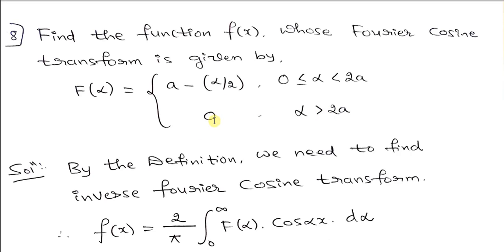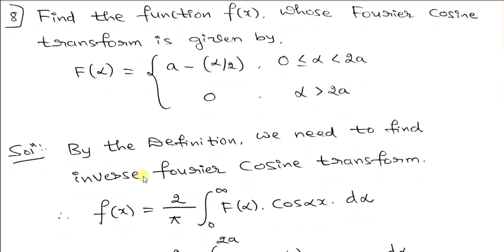Now understanding of this question is very important. See, we have to find the function f of x, and capital F of alpha is given. Whenever they ask for f of x, it means we have to find the inverse transform, right? So that's the first observation. And specifically here the given function denotes the Fourier cosine transform. Therefore, to find f of x, we have to go for the inverse Fourier cosine transform. So we have to keep that observation in mind.